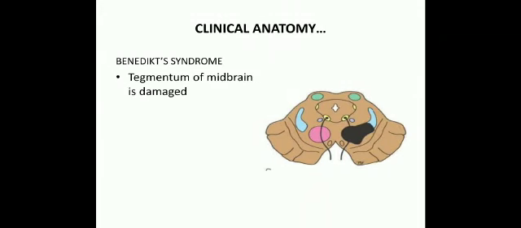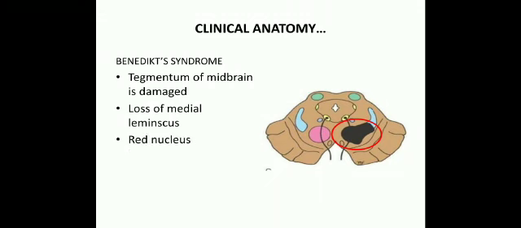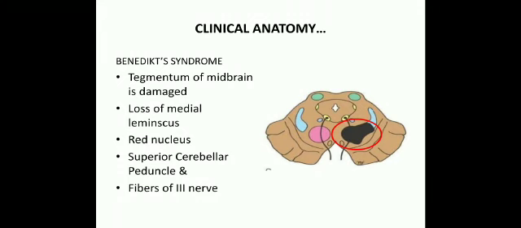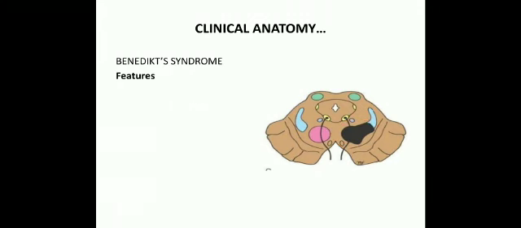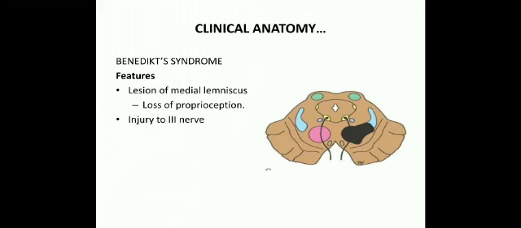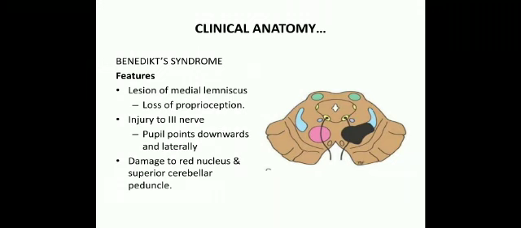In Benedict's syndrome, the tegmentum of the midbrain is damaged. So there will be loss of the medial lemniscus, red nucleus, the superior cerebellar peduncle, and the fibers of the third cranial nerve. The features in Benedict's syndrome include: because of the lesion of the medial lemniscus, there will be loss of proprioception. Due to the injury to the third cranial nerve, the pupil points downwards and laterally. Damage to the red nucleus and superior cerebellar peduncle gives rise to tremors and twitching of the opposite side.